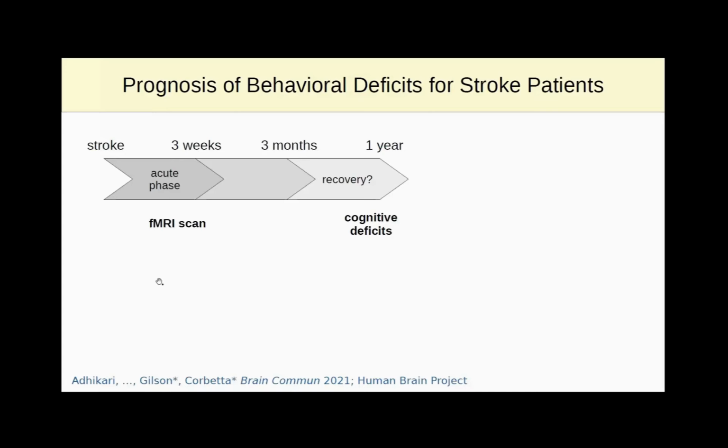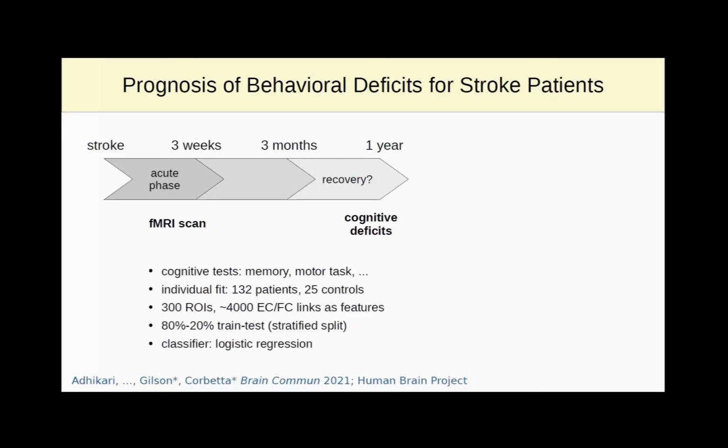In this data, which we got through the Human Brain Project from Matthieu Gilson, the patients were admitted at a time when they had a stroke, and then they had repeated MRI scans, both structural and functional, at 3 weeks, 3 months, and 1 year, and also some cognitive tests to estimate their score. What we wanted to do was use the fMRI scan at the acute phase, at 3 weeks, to predict the cognitive scores 1 year after.